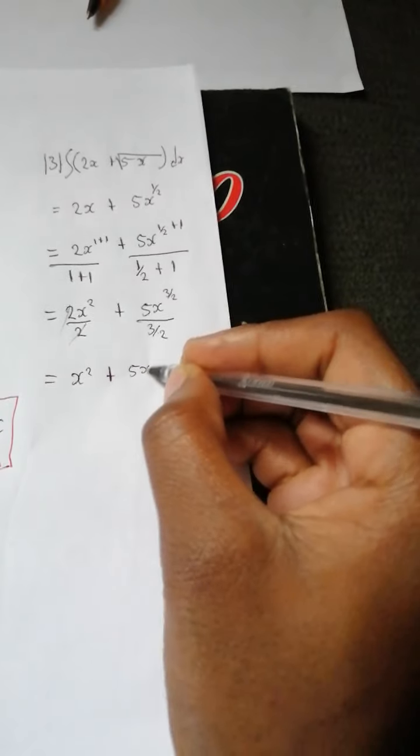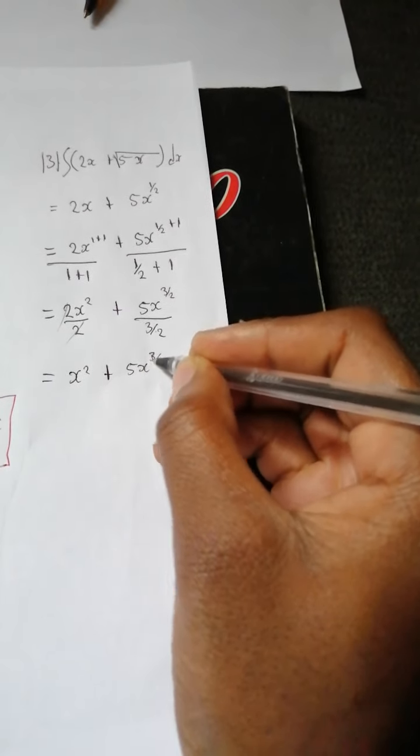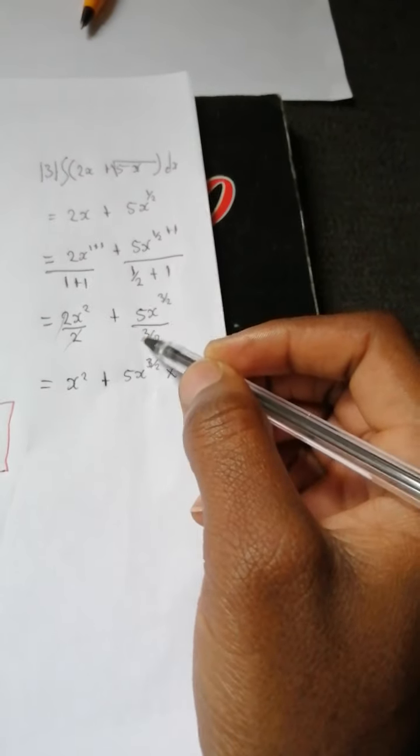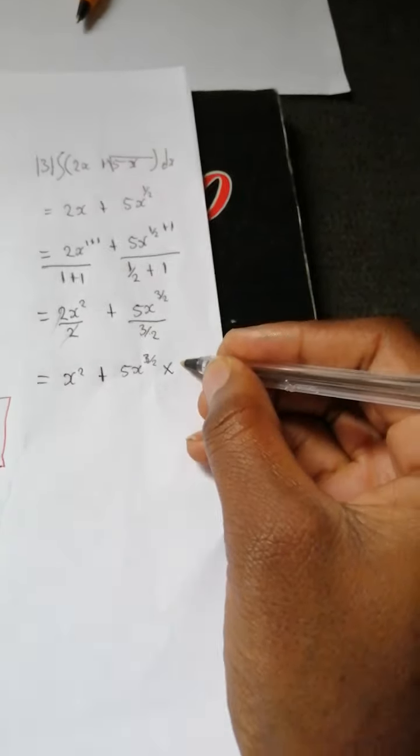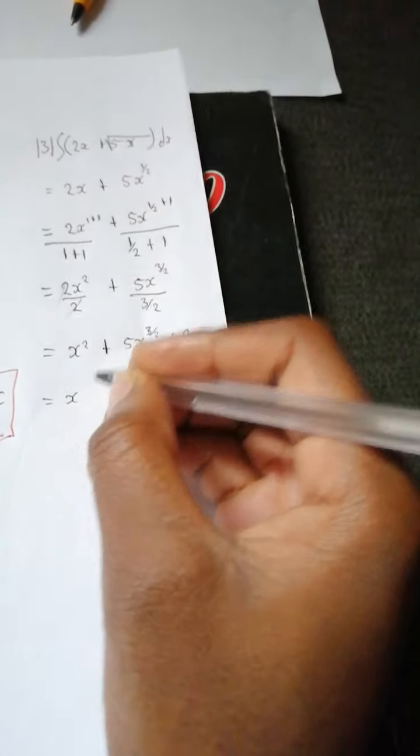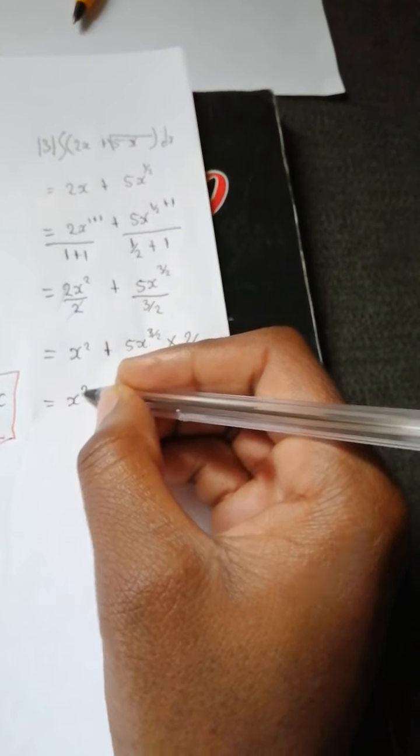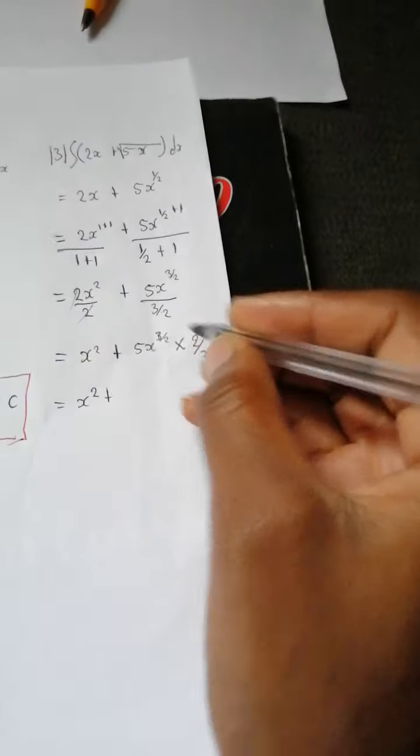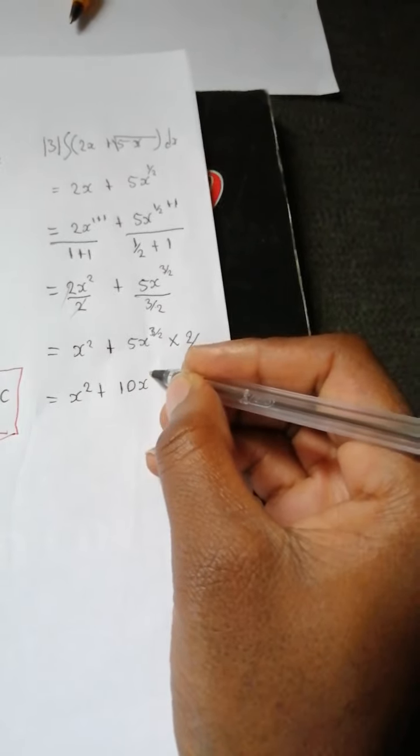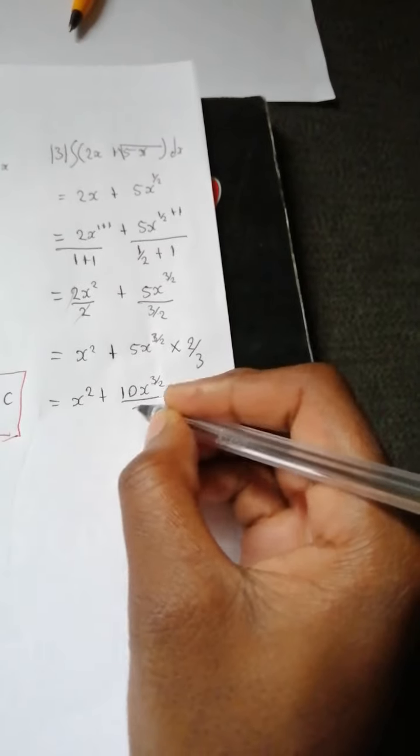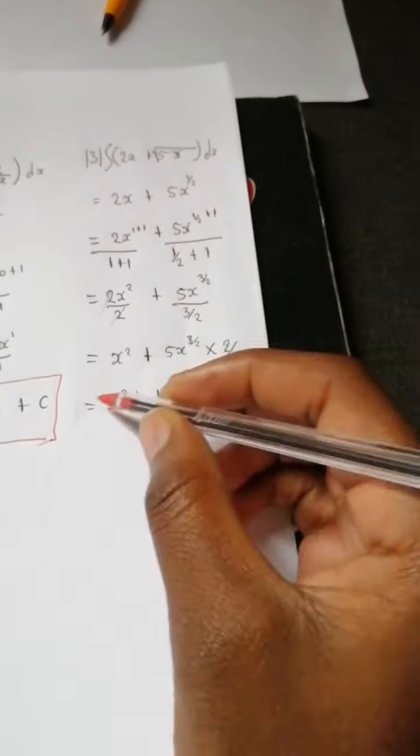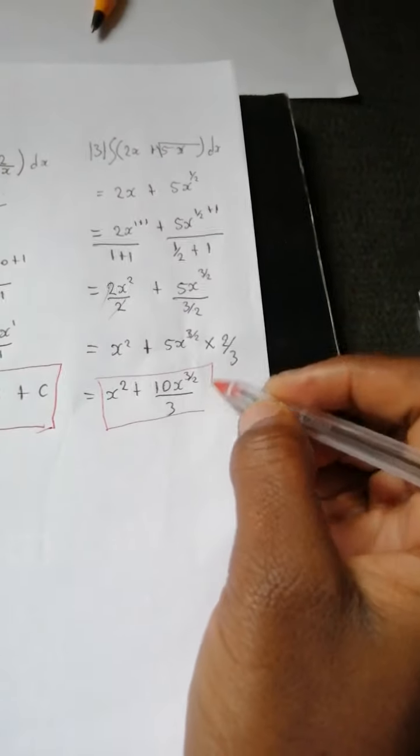So it is going to be 5x raised to the power 3 over 2 times the reciprocal of the function on the denominator, which is 2 over 3. After that, let's continue: it will be x raised to the power 2 plus, 2 times 5, it is going to be 10x raised to the power 3 over 2 over 3. That's how you can find the antiderivative of this function. So this is the answer.